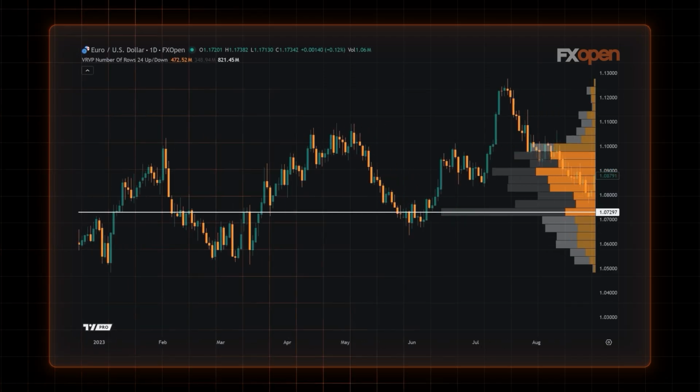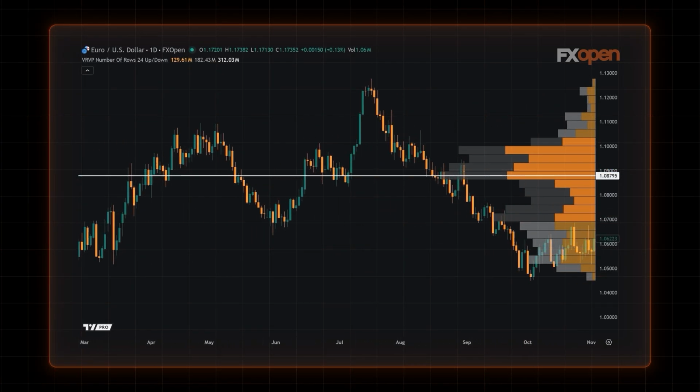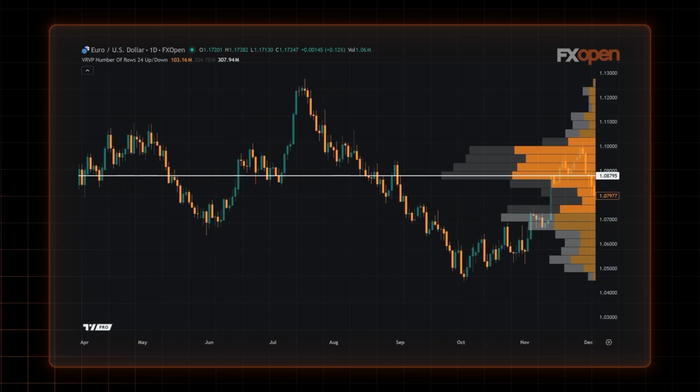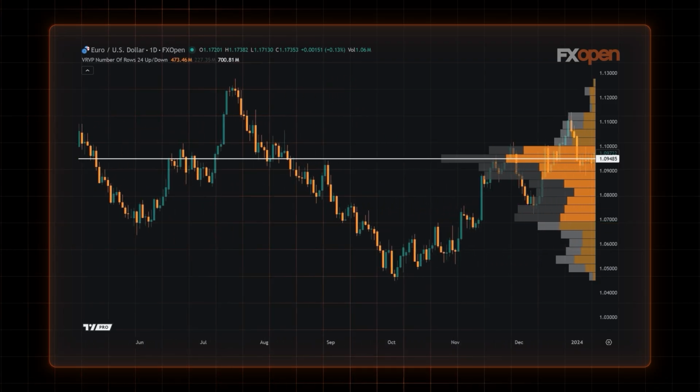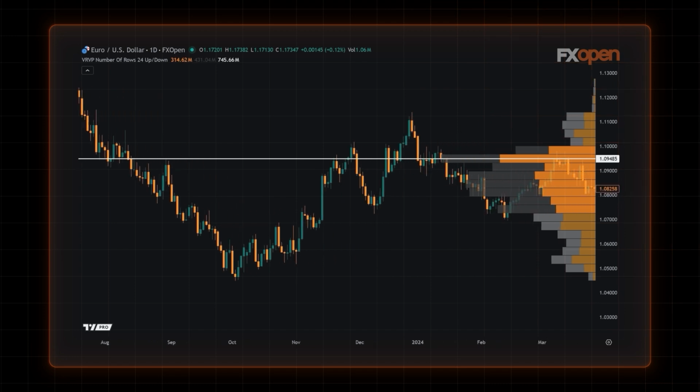Like all indicators, the VPVR isn't flawless. It can produce misleading signals in periods of high volatility, or fail to account for sudden news-driven moves. That's why traders always cross-reference VPVR data with other technical tools to validate their analysis.